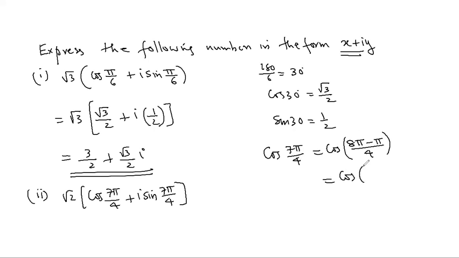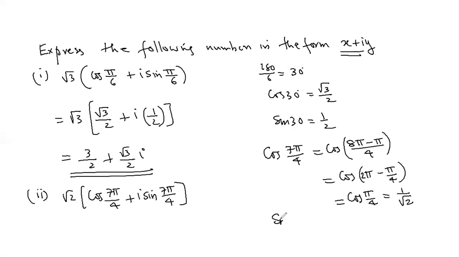Now separate it: 2 pi minus pi by 4. Now cos of 180 minus theta is minus cos theta. So it should be 2 pi minus pi by 4. Yes, 2 pi. In that case, 2 pi gets deleted, 360 degree gets deleted. So cos pi by 4, so 1 by root 2.